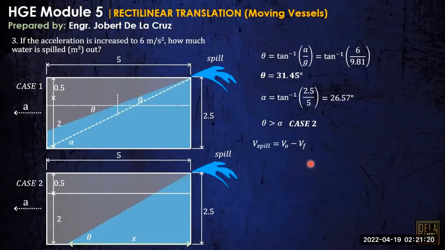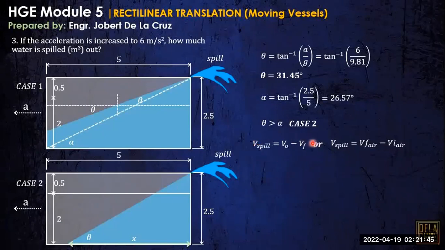Nag-spill naman yung water. Kung ano yung original volume, then kung ano yung matitira, i-minus natin, ito yung na-spill. Okay? Or, we can also say that the spill water is equals to final volume of air minus the initial volume of air. Pwede rin ito. Okay, so I suggest if we are in case 2, gamitin natin to.